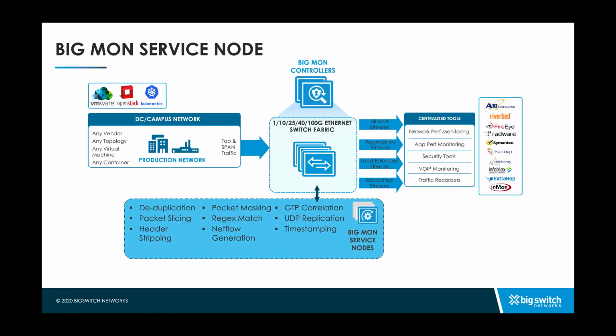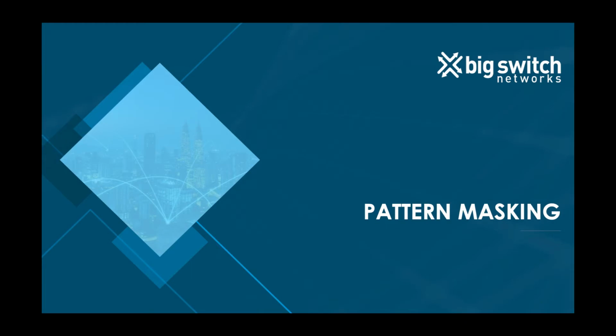The service node offers highly performant and scale-out advanced packet services like pattern matching, pattern masking, packet deduplication, header stripping, NetFlow generation, and many more on industry-standard x86 hardware. Once connected to the fabric, the service node is automatically discovered by the Big Mon controller. Now let's take a closer look at the pattern masking service available on the Big Mon Service Node.